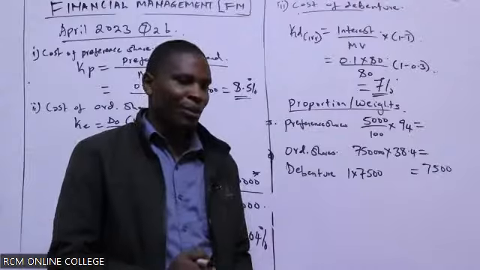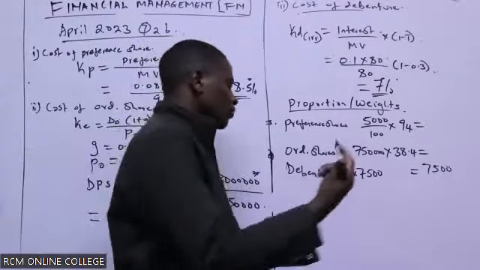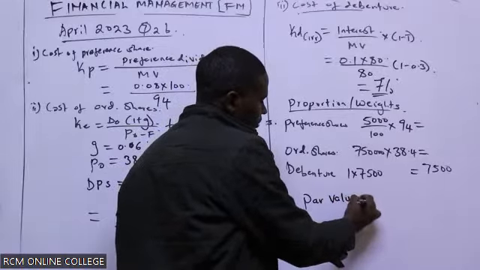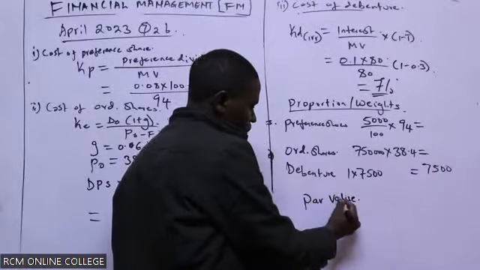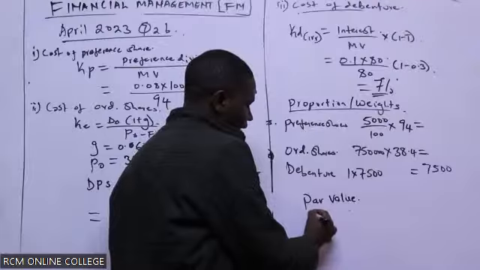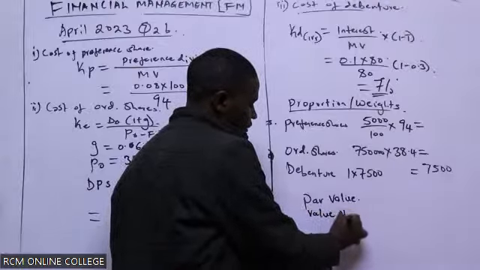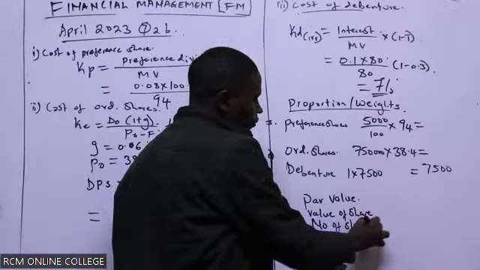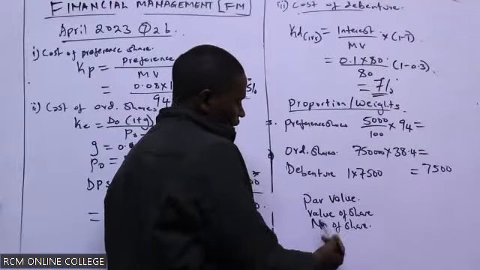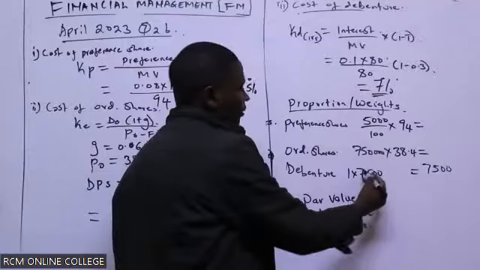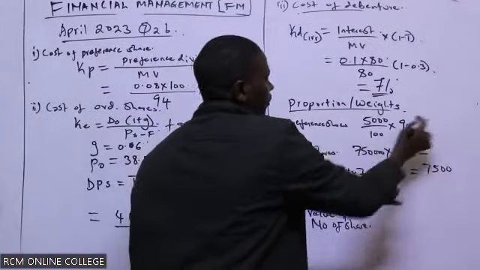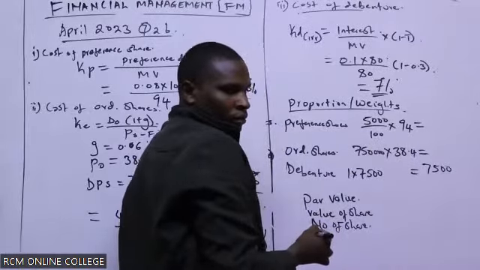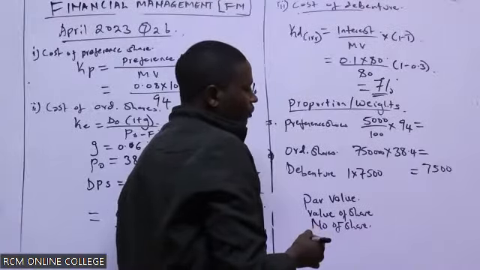Why do we use par, by the way? A good question from Immaculate. Why do we use par value? Niliwaambia kuna hizi vitu tatu: kuna par value, kuna value of share, na kuna number of share. So the moment tumepewa number of share, hii ndio tunatafuta hapa. Here we need to get the number of share. So preference share number zake zitakuwa this divide by par. Yeah, we're looking at number of share.